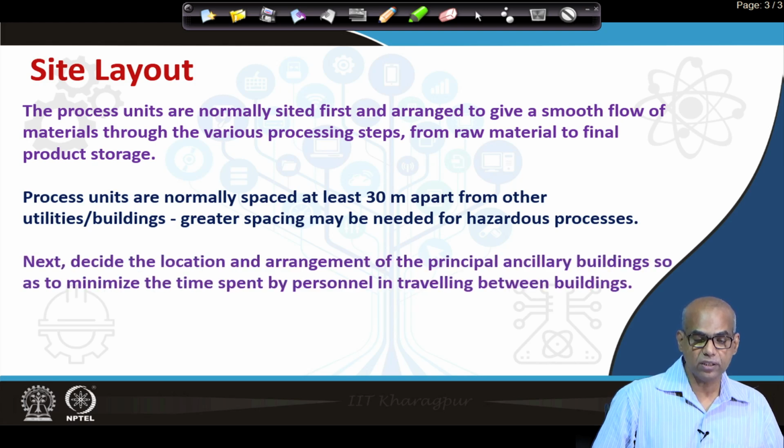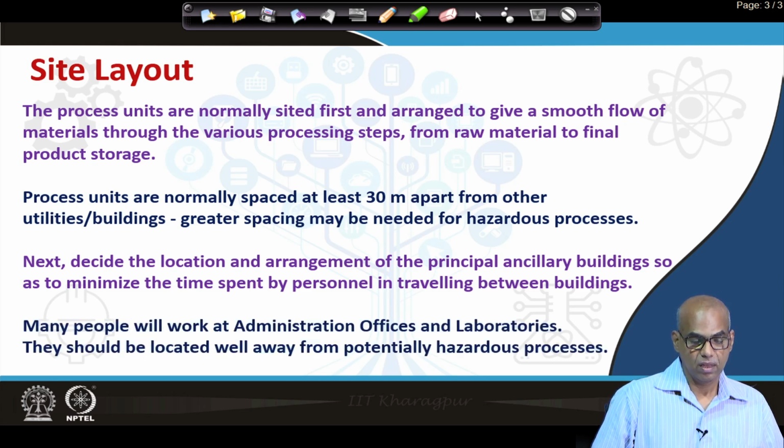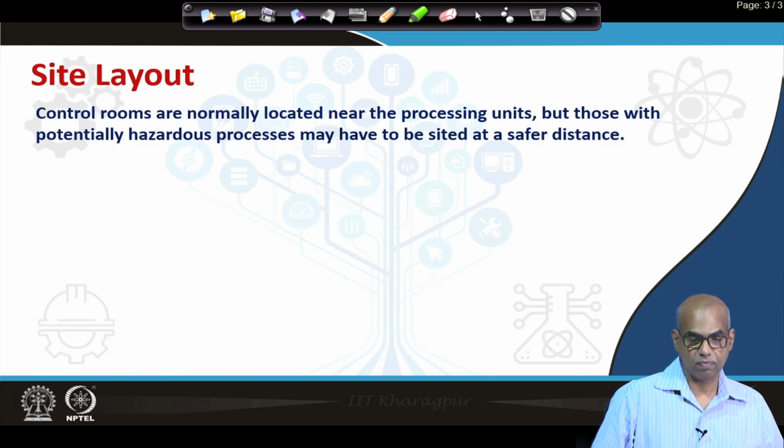Next, decide the location and arrangement of the principal ancillary buildings so as to minimize the time spent by personnel in travelling between the buildings. Many people will work at administration offices and laboratories. They should be located well away from potentially hazardous processes. Control rooms are normally located near the processing units, but those with potentially hazardous processes may have to be sited at a safer distance.